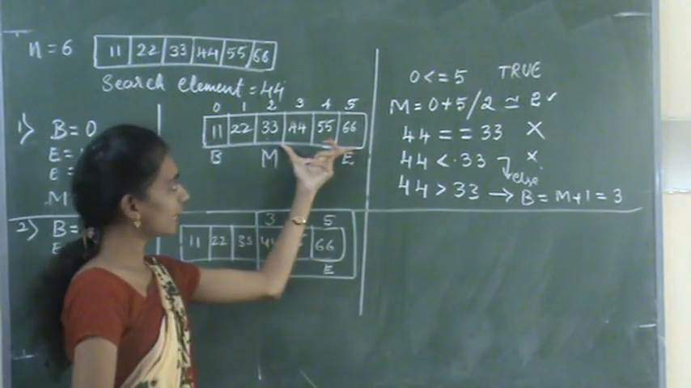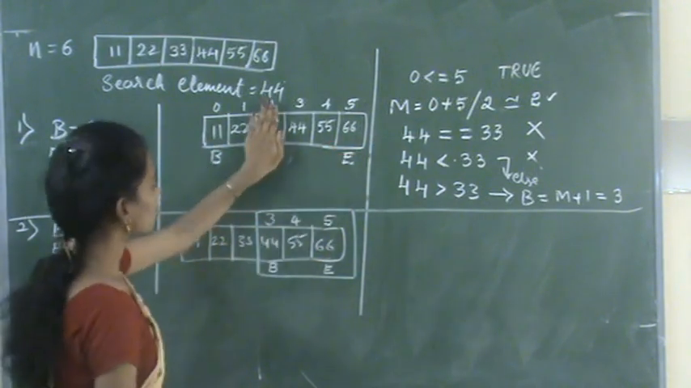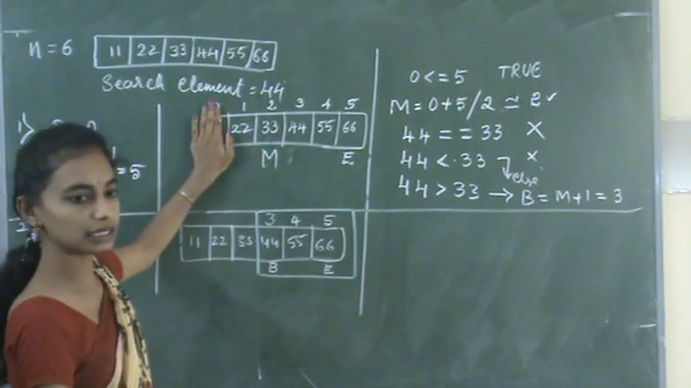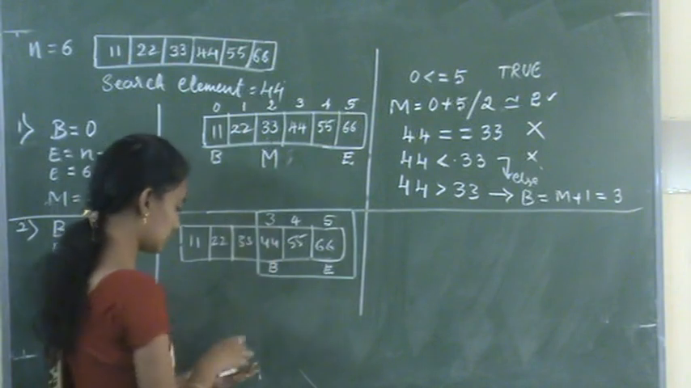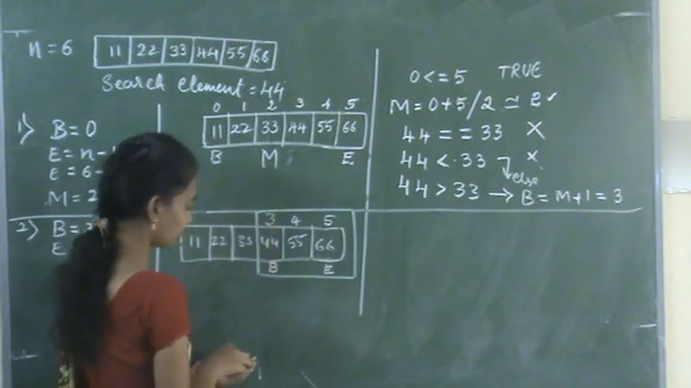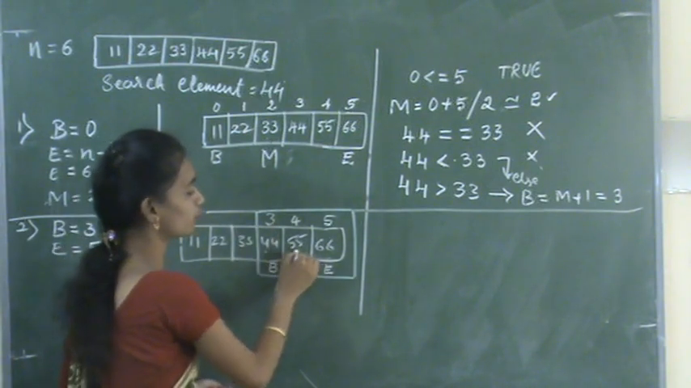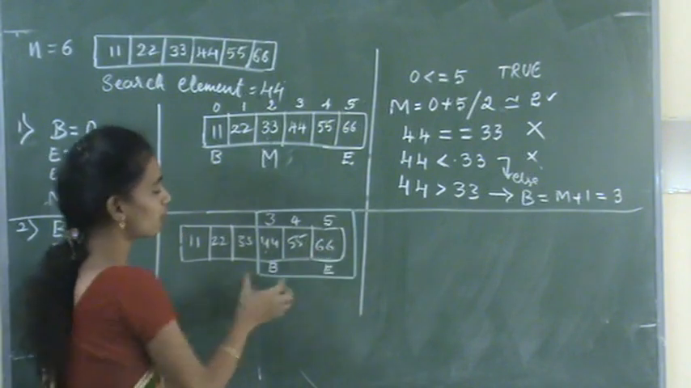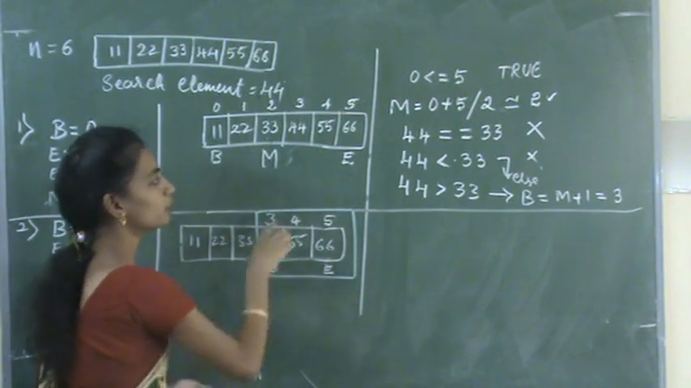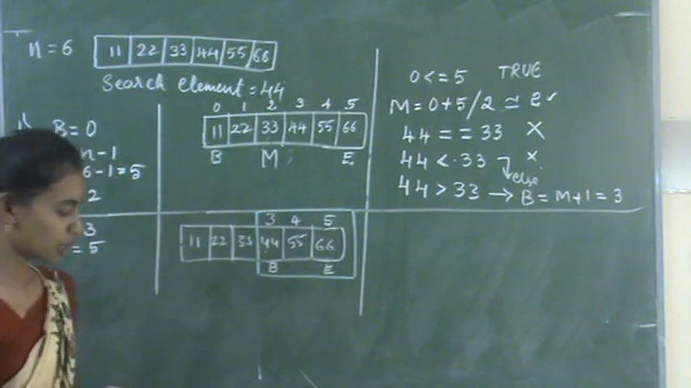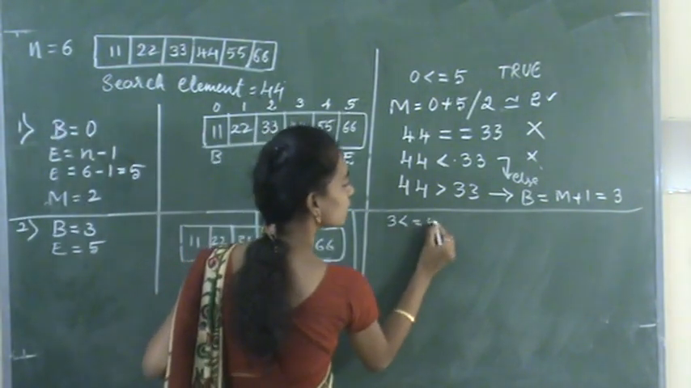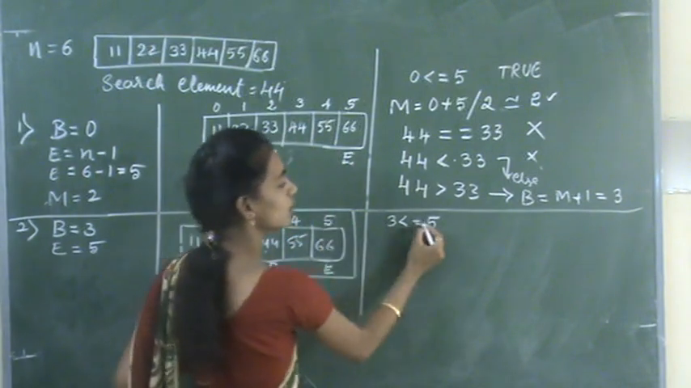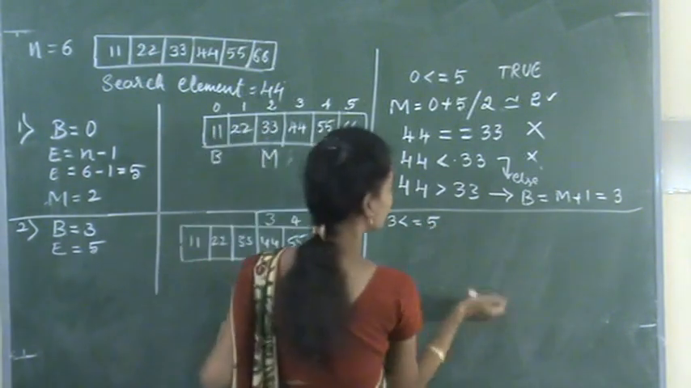So if we take this right portion, this will not be considered for the next iteration. Now we have to consider only the array elements 44, 55 and 66. For this array, we need to perform the same operation. So now what is the beginning? 3. Less than or equal to, what is n? 5. 3 is less than 5, so it is true.